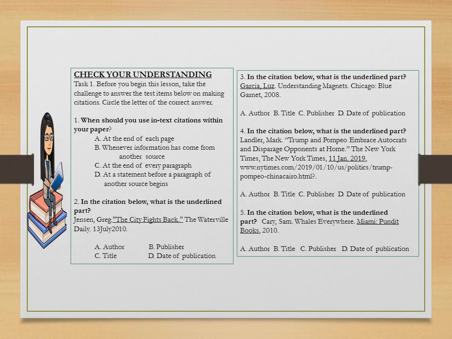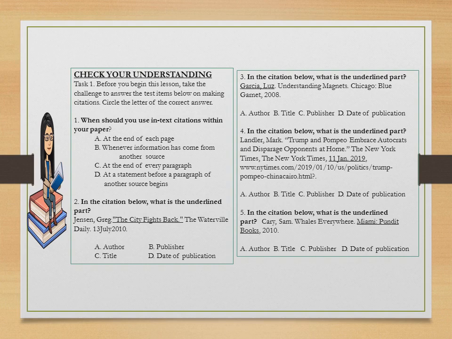But before that, let us check your understanding. Before you begin this lesson, take the challenge to answer the test items below. On making citations, circle the letter of the correct answer. Number 1. When should you use in-text citations within your paper? A. At the end of each page. B. Whenever information has come from another source. C. At the end of every paragraph. D. At a statement before a paragraph of another begins.